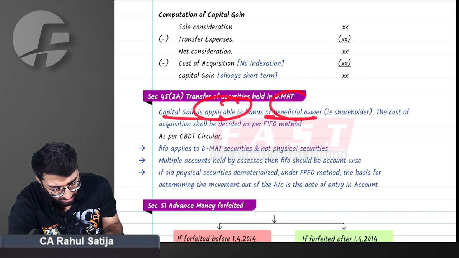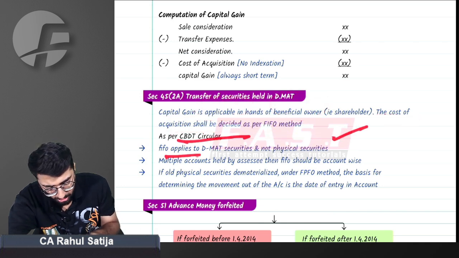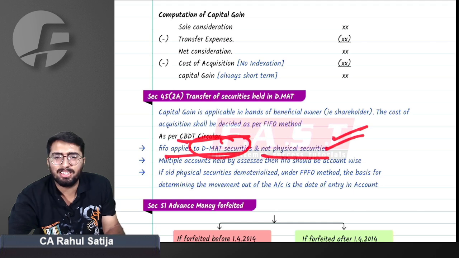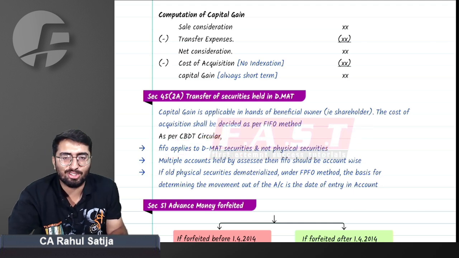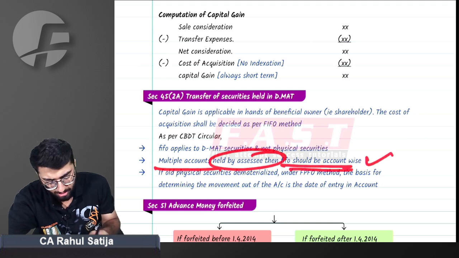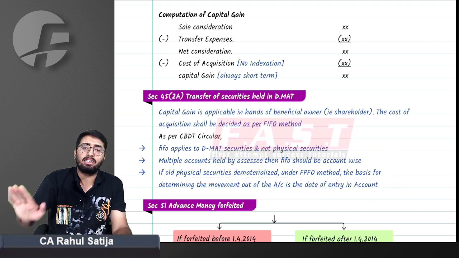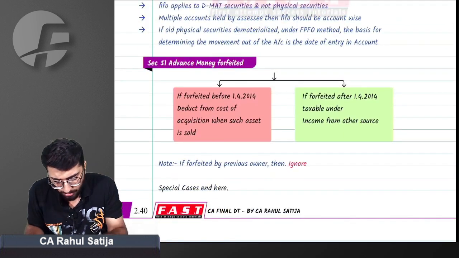It is applicable in the hands of the beneficial holder, and the cost of acquisition shall be decided as per FIFO method. As per CBDT circular, FIFO applies to demat securities and not to physical securities, because for physical securities we already have cost of acquisition for every share. And if multiple accounts are held by the assessee, then FIFO should be account wise. If physical securities are dematerialized, then FIFO should be on the basis of the date of entry into the account. This is a simple concept.